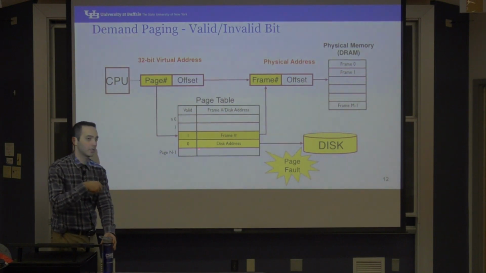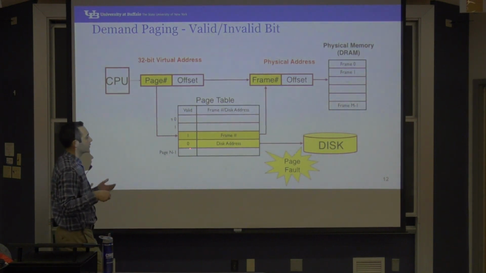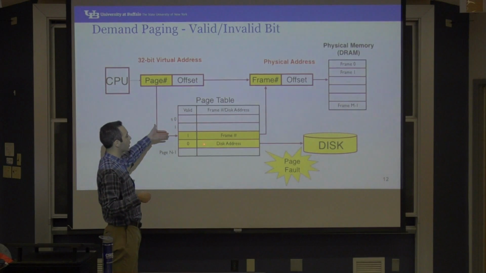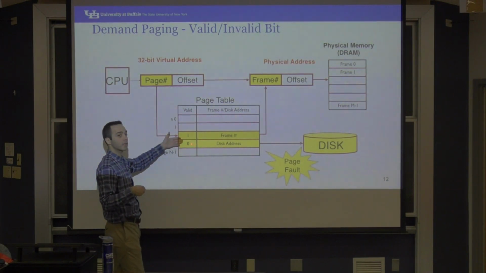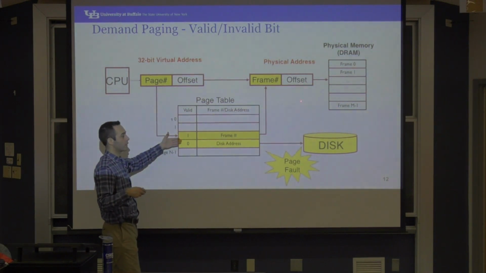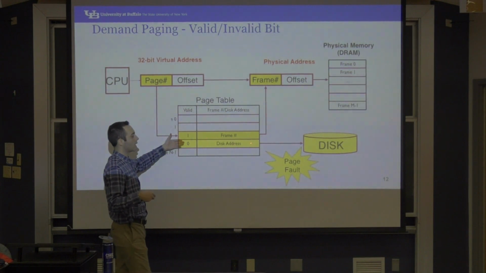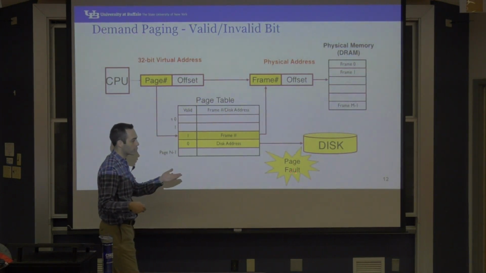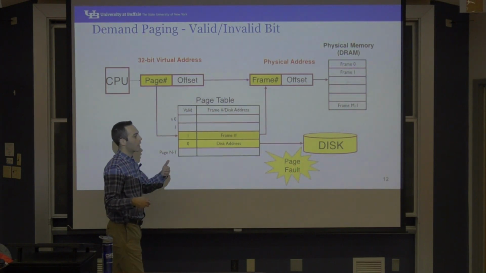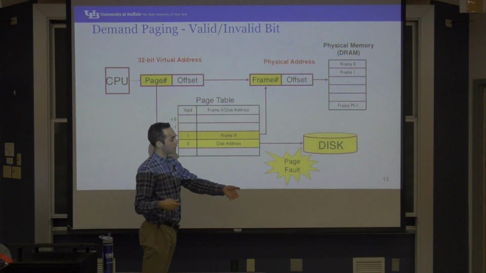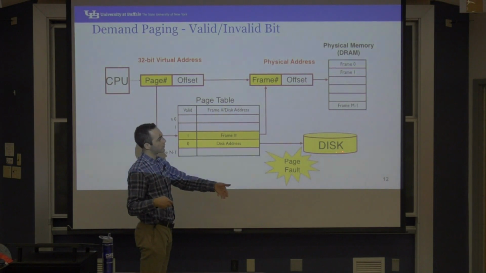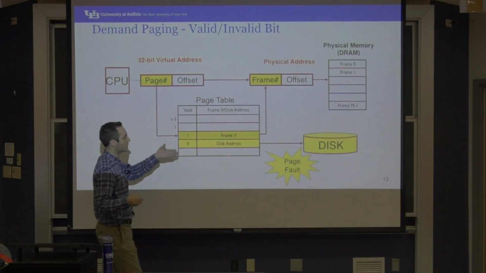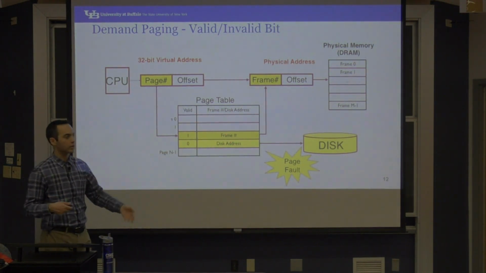If the valid bit is 0, that means that the page that you're looking for is yours, but it's not in the physical memory, in the RAM. Instead, it's somewhere on the disk. So the operating system, through a page fault interrupt, brings those pages from the disk to the physical memory, updates this table, and then starts over.